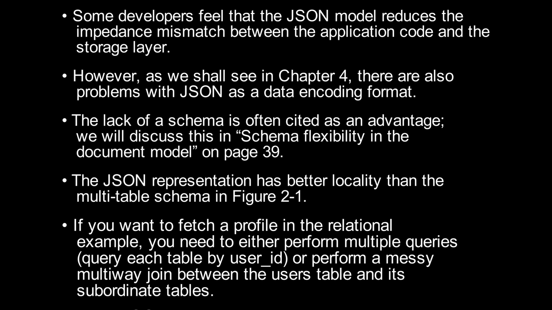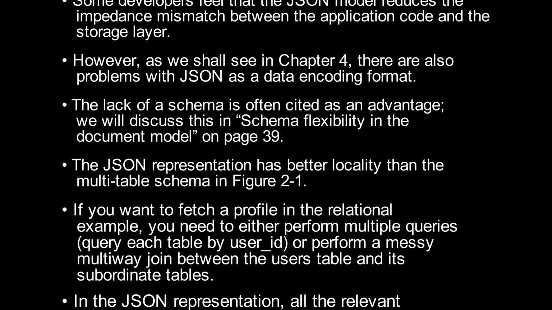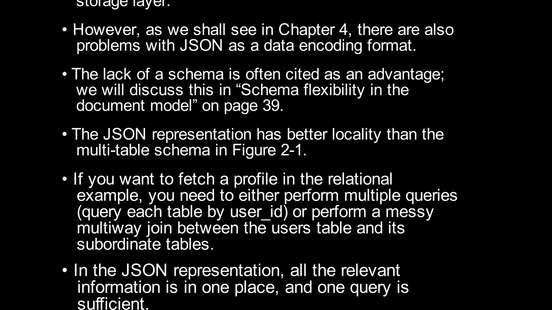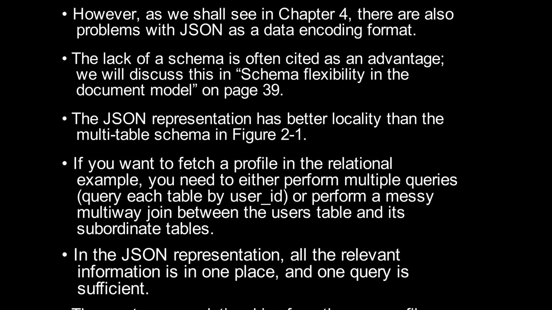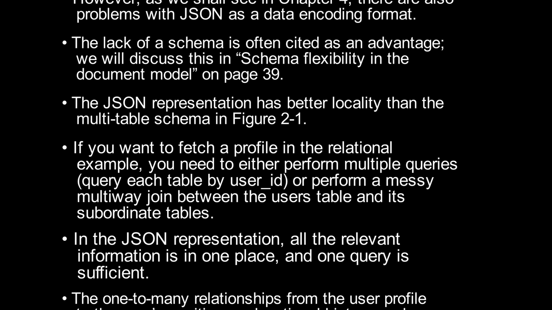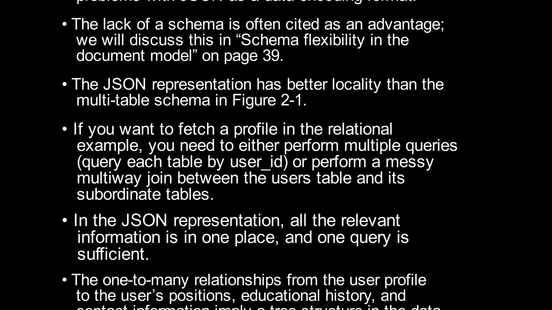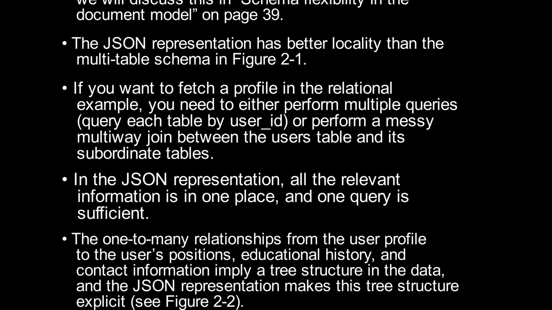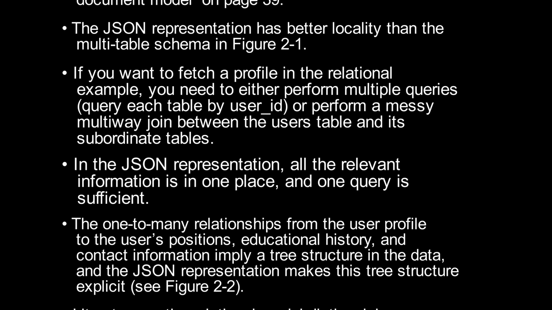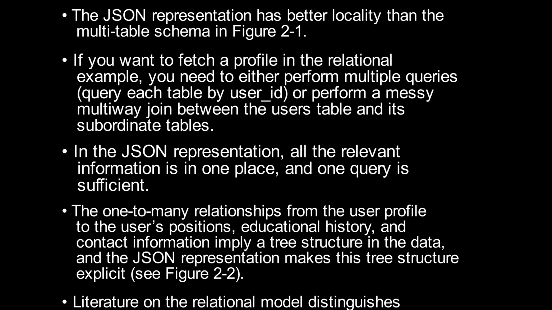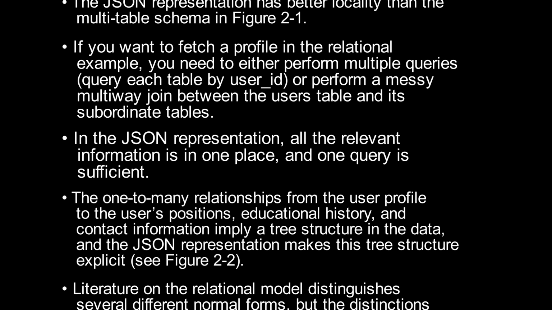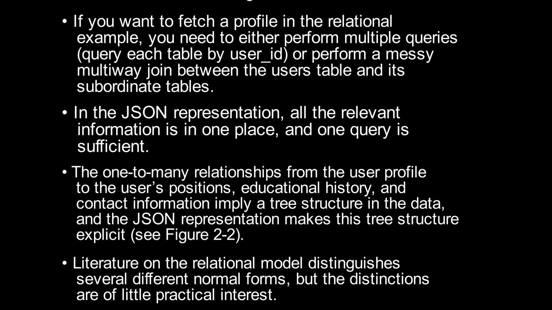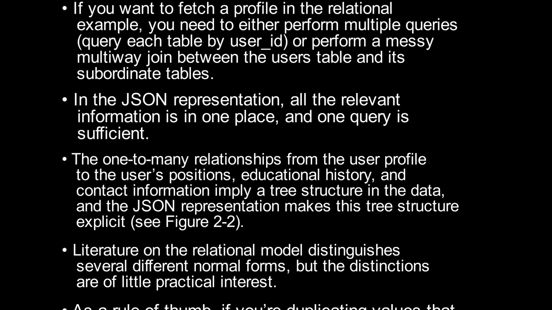If you want to fetch a profile in the relational example, you need to either perform multiple queries, querying each table by user ID, or perform a messy multi-way join between the user's table and its subordinate tables. In the JSON representation, all the relevant information is in one place, and one query is sufficient. The one-to-many relationships, from the user profile to the user's positions, educational history, and contact information, imply a tree structure in the data, and the JSON representation makes this tree structure explicit.